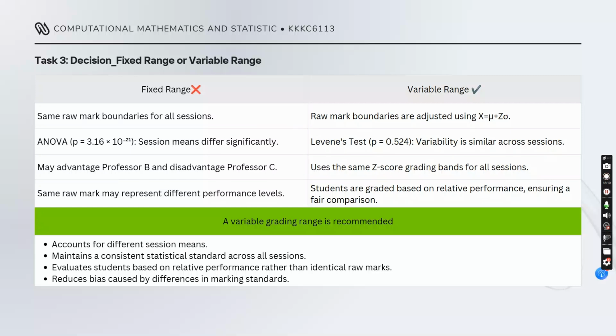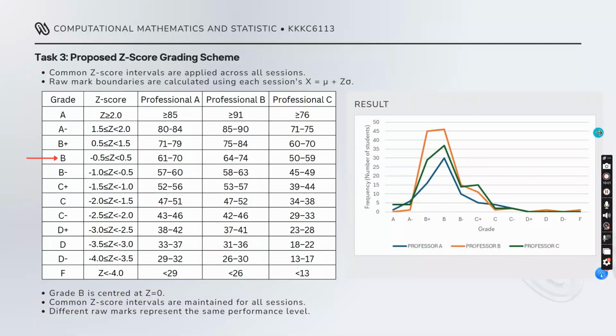In contrast, the variable grading range adjusts the raw mark boundaries according to each section's mean while maintaining the same Z-score grading intervals. Since Levene's test shows that the variability is similar across the three sections, this approach provides a consistent statistical standard. Overall, the variable grading range is a fairer grading scheme because it considers differences in section means, evaluates students based on relative performance, and reduces the effect of differences in marking standards. Therefore, I recommend adopting the variable grading range for all three sections.